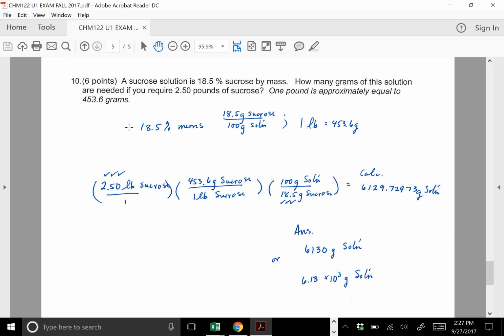Notice actually, as I was going over the test, I didn't even say, what are you trying to get to? I just kind of started saying, well, here's the weight percent unpacked, here's the equivalency statement given, here's my first term. Okay, so, but what we're after was the mass of solution that would contain 2.50 pounds of sucrose.